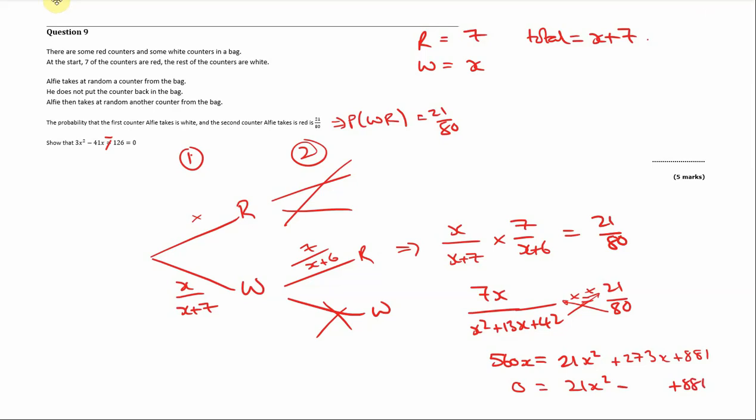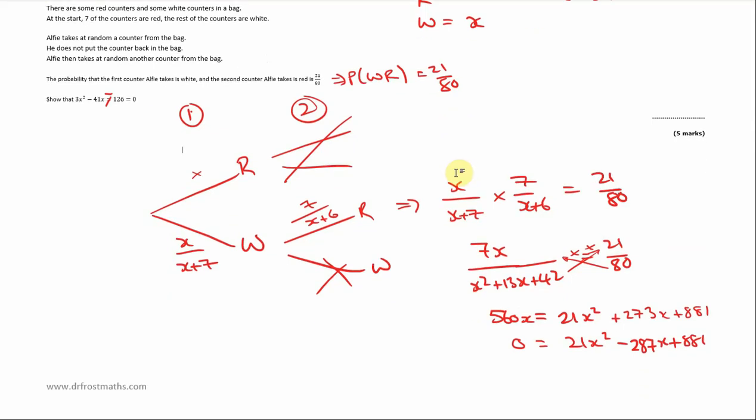So 273 take away 560, that's minus 287x. I know I want to get from 21x squared to 3x squared, so it's a logical step here to divide by 7. It's always the key, look at your highest power and think, how can I get from that to that? And if your other numbers work out, then you've obviously done it right. Yep, that works for me.